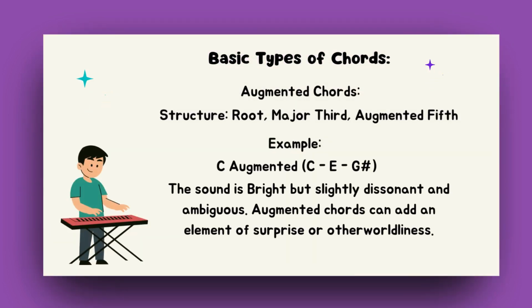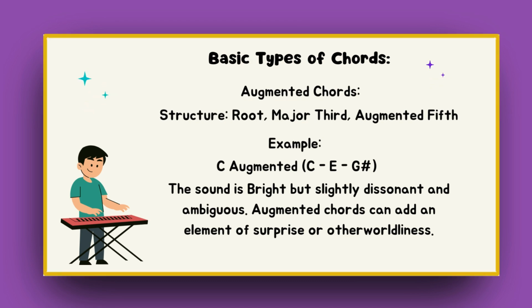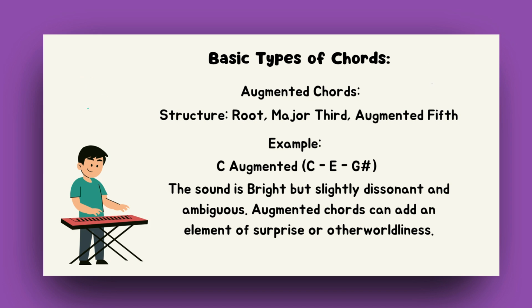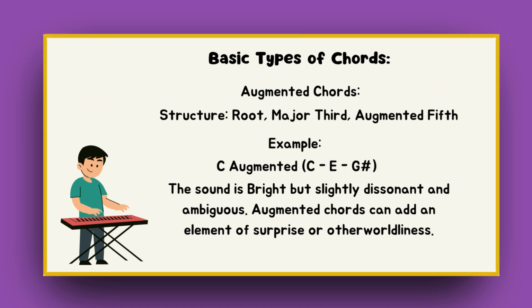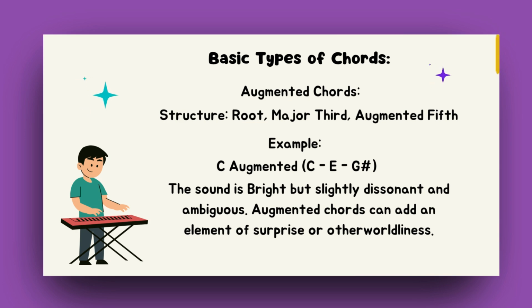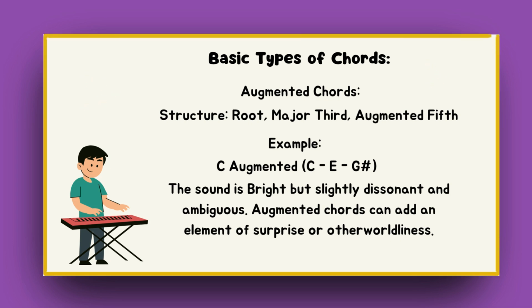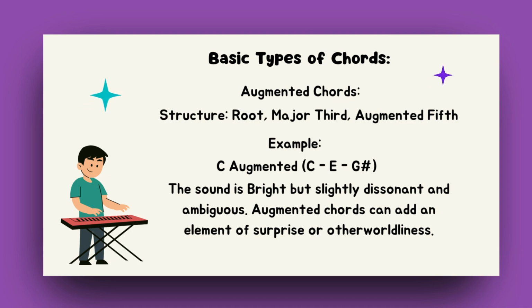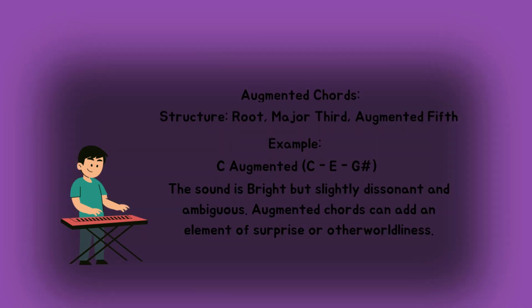Augmented chords. Structure: root note, major third note, and augmented fifth note. Example: C augmented. C augmented chord is formed with C note, E note, and G sharp note. The sound is bright but slightly dissonant and ambiguous. Augmented chords can add an element of surprise or otherworldliness.